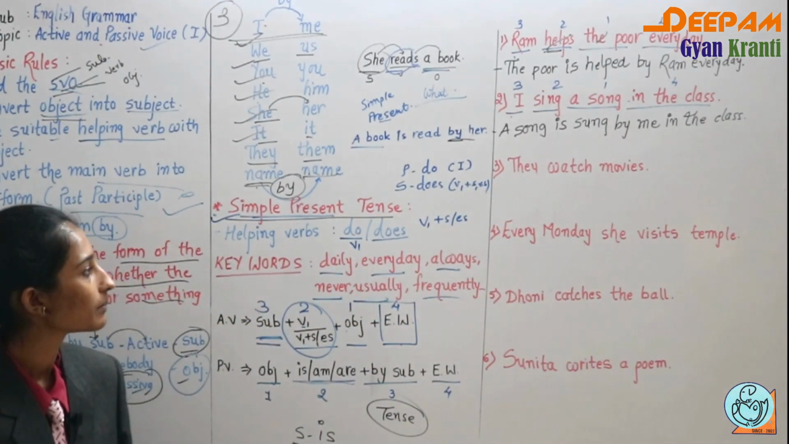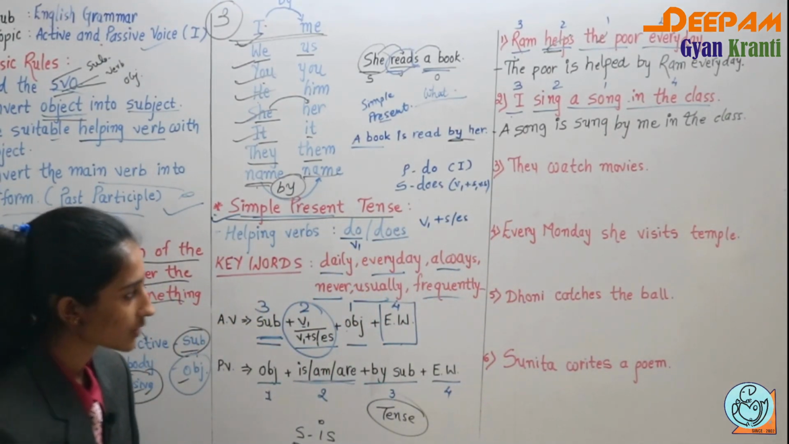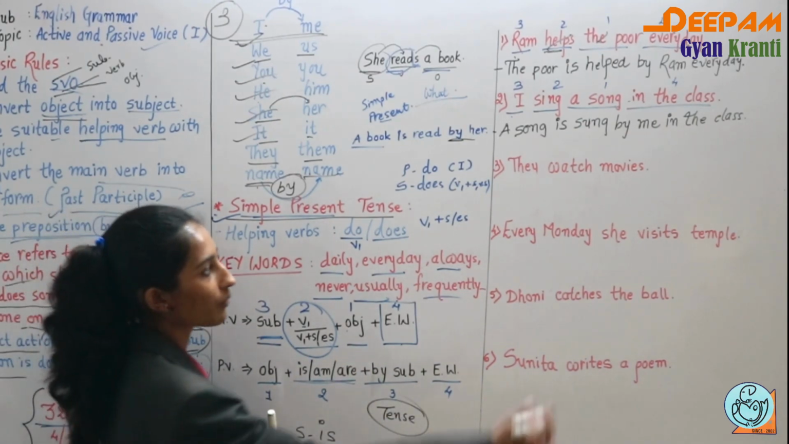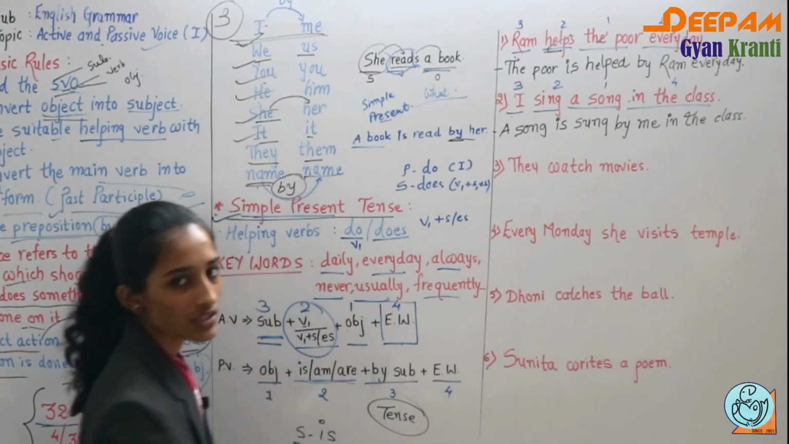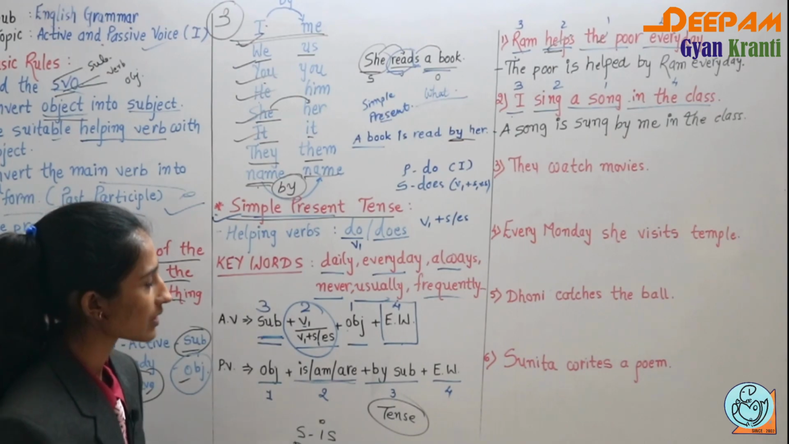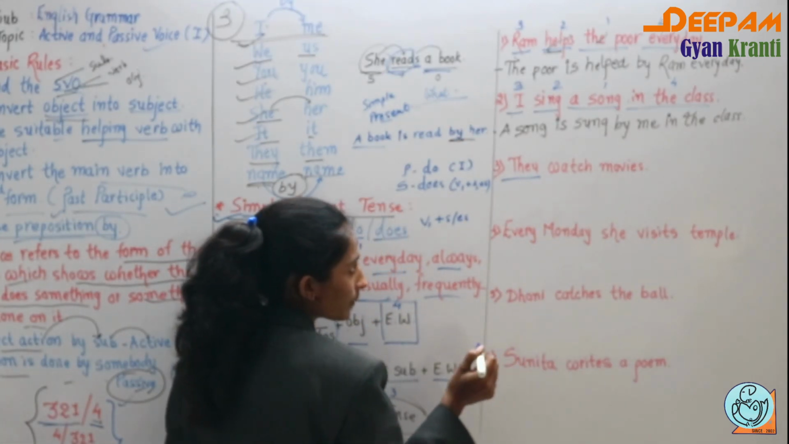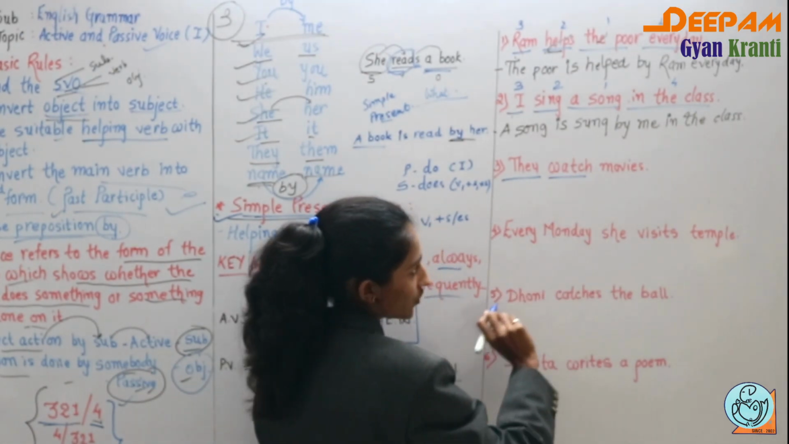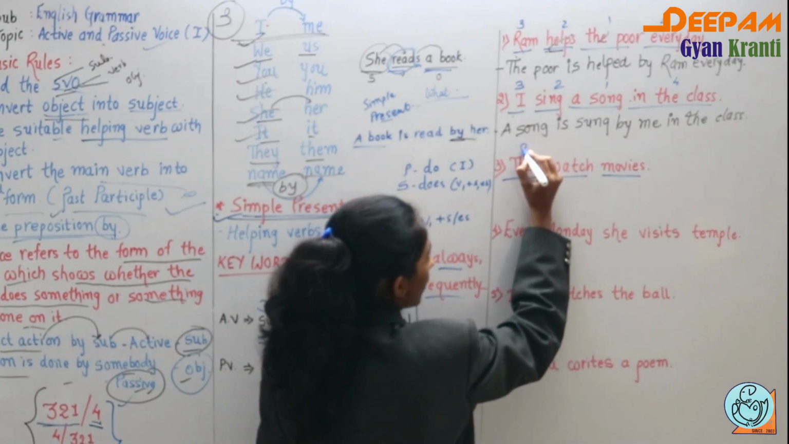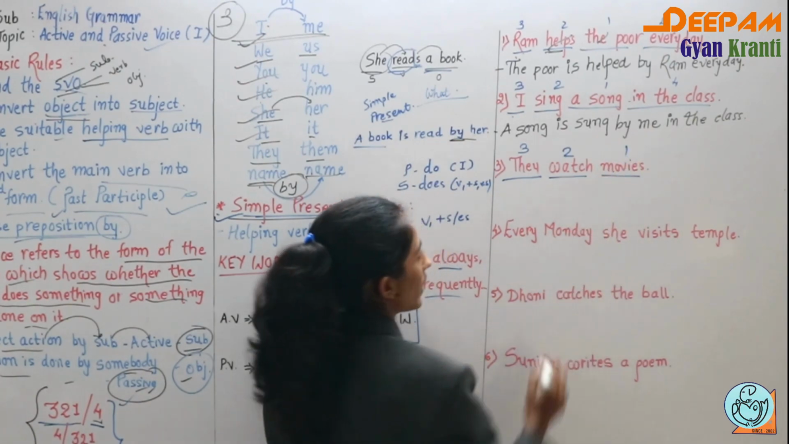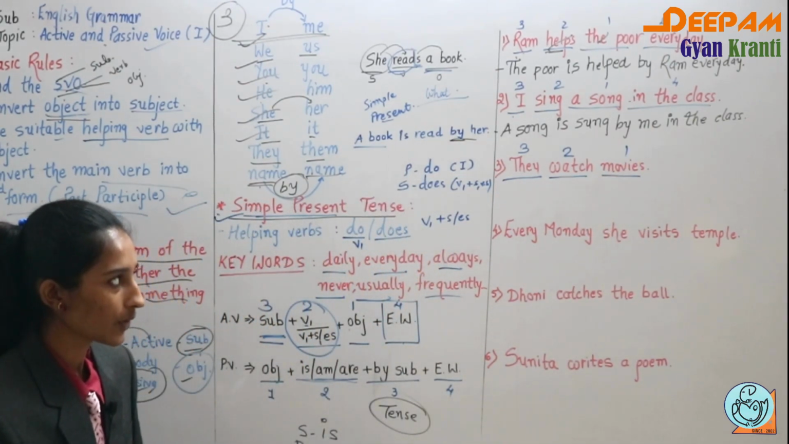Right, see the 3rd number. They watch movies. So again simple present tense, because watch is given. Okay, and watch is the main verb. And they is plural, so definitely the main verb will come. So subject they, verb watch, and movies, that is the object. So our numbers are 3, 2, 1. Now arrange it 1, 2, 3.